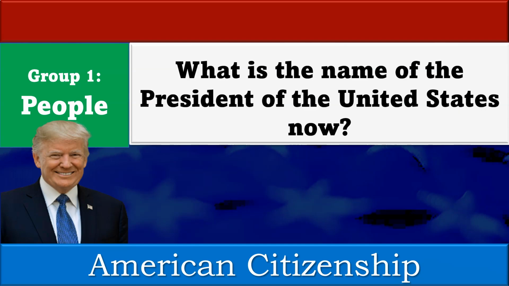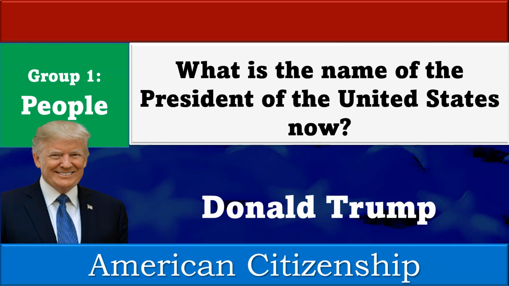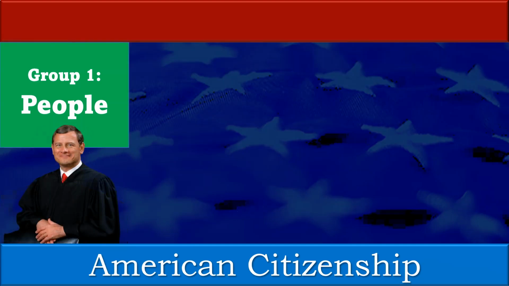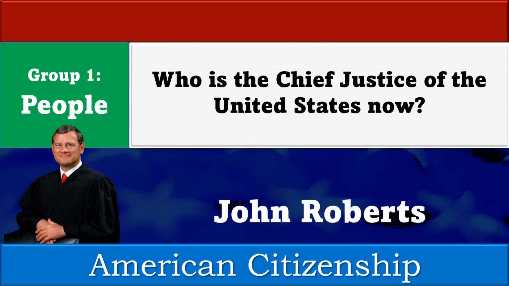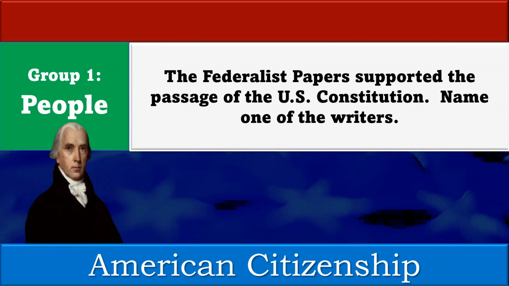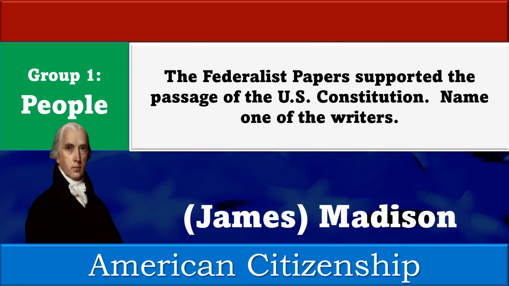What is the name of the President of the United States now? Donald Trump. Who is the Chief Justice of the United States now? John Roberts. The Federalist Papers supported the passage of the U.S. Constitution. Name one of the writers. James Madison.